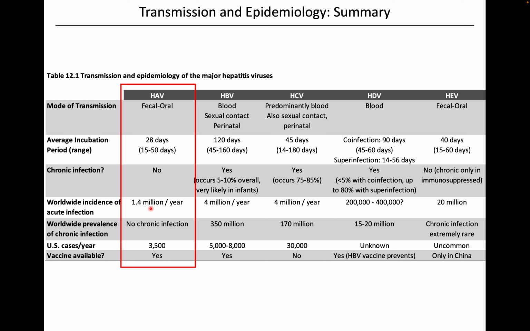So you have over 1 million people a year worldwide with acute hepatitis A. We already mentioned you don't tend to get chronic infections. And a few thousand cases per year in the United States. And luckily there is a vaccine available against hepatitis A.